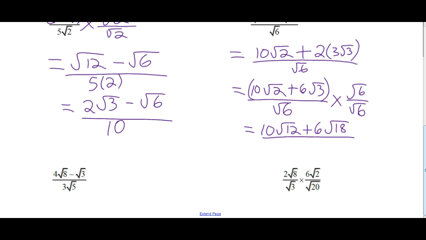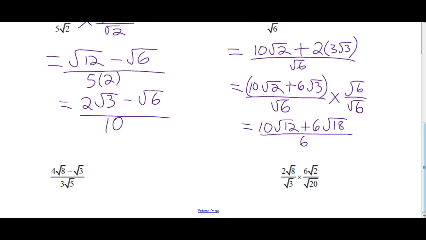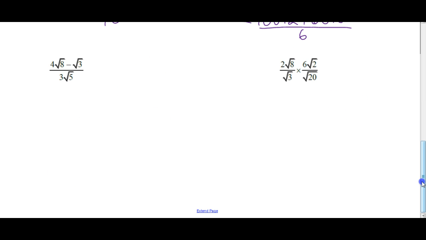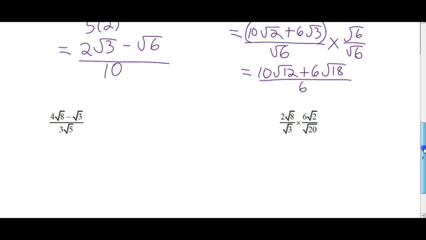What's root 6 times root 6? I'll wait this time. Thank you. No, shout it out. Come on. No, won't go down any further. That's fine. Gotta extend the page. Now I gotta go up.